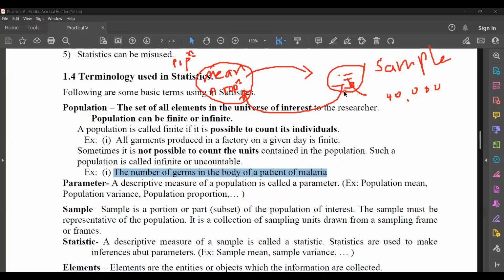In a sample also we can calculate certain characteristics. For example, sample mean, sample variance, sample proportion. Those things are the characteristics of a sample. So those characteristics are called statistics.